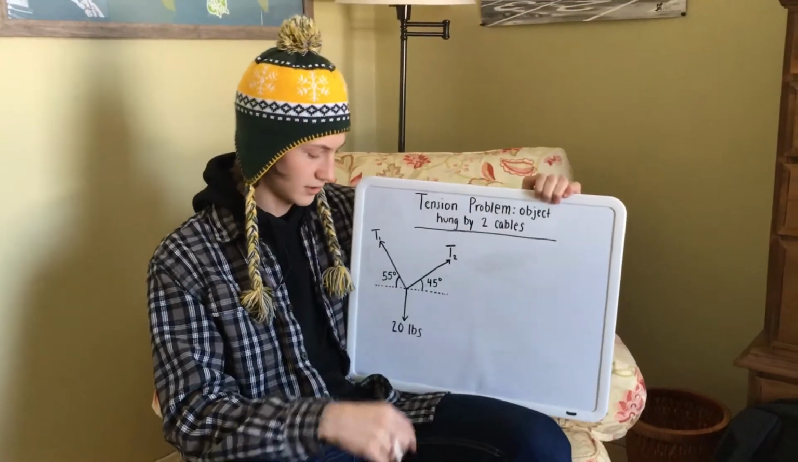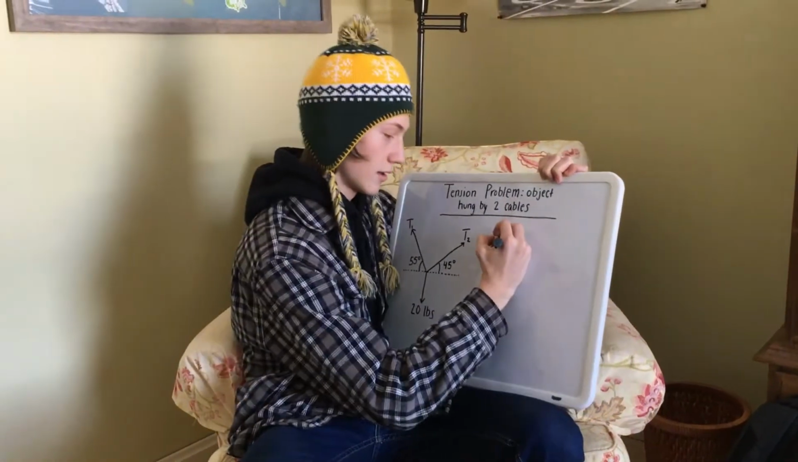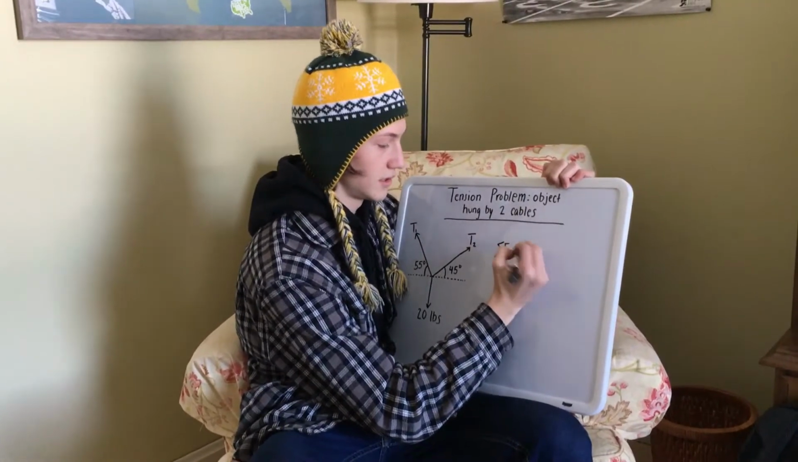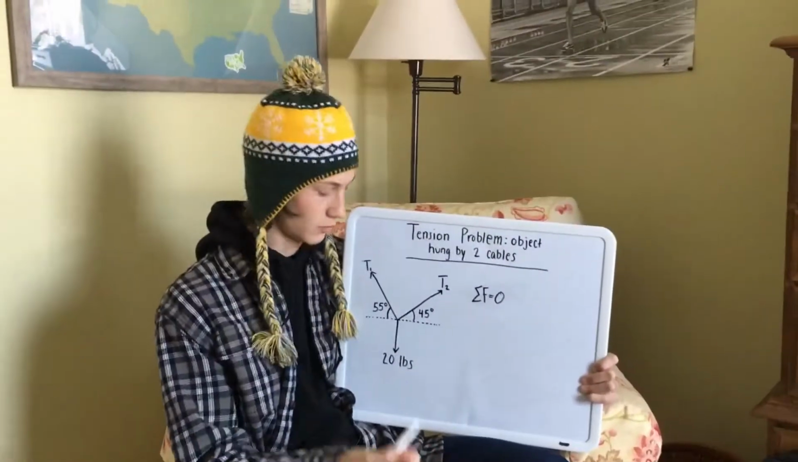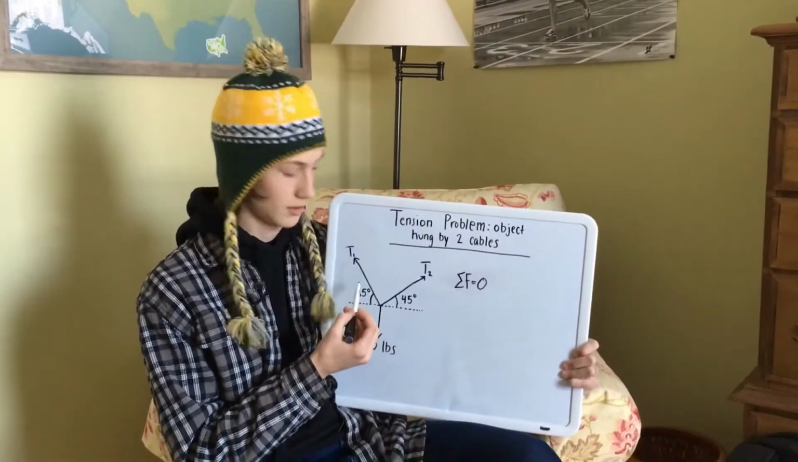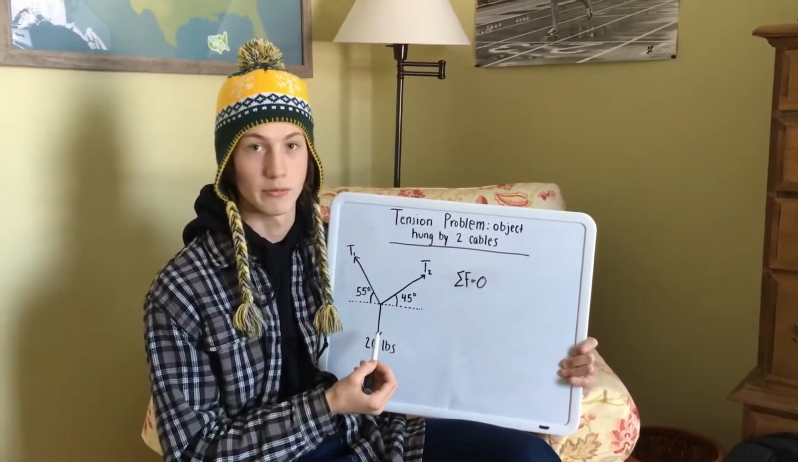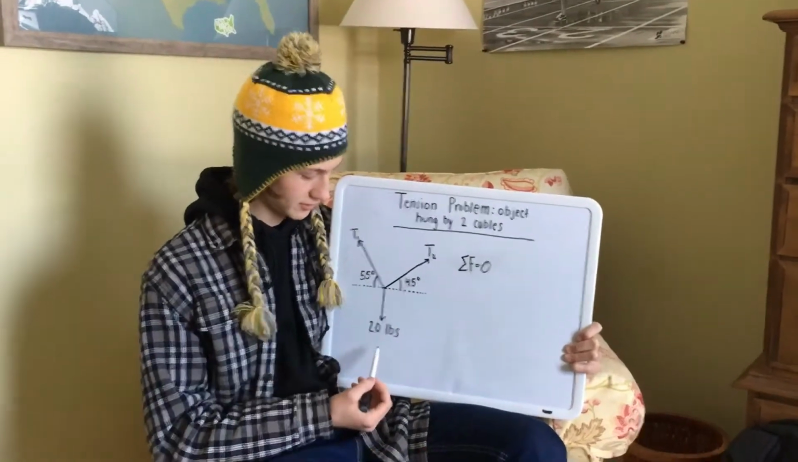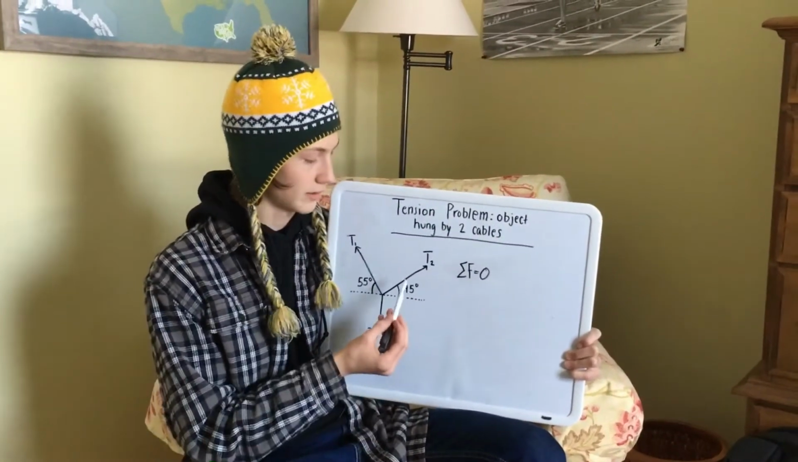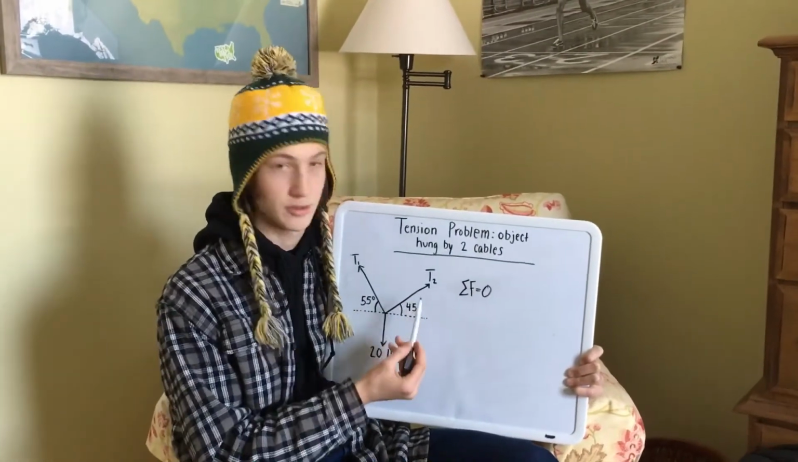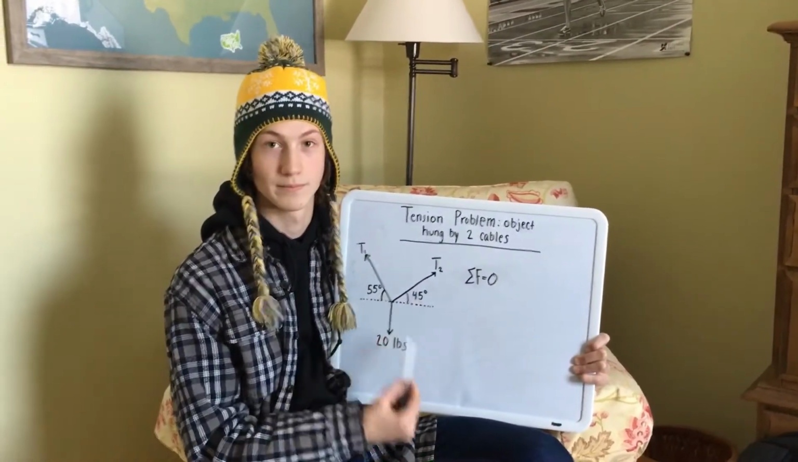The first concept is that when an object is at rest, the sum of all forces is equal to 0. The problem asks us to find the tension of cable 1 and cable 2. Each arrow on this diagram represents a force. The bottom force is given at 20 pounds, and we're trying to find the force of cable 2 and cable 1, also known as the tensions of each cable.